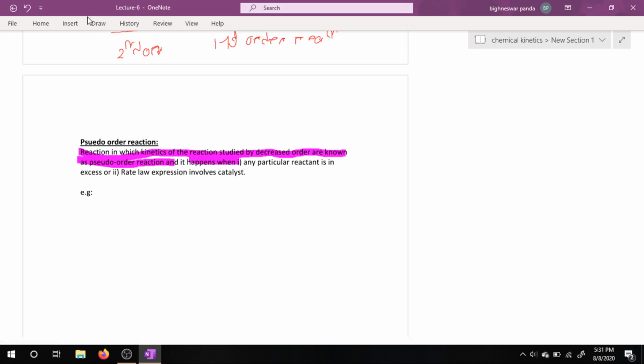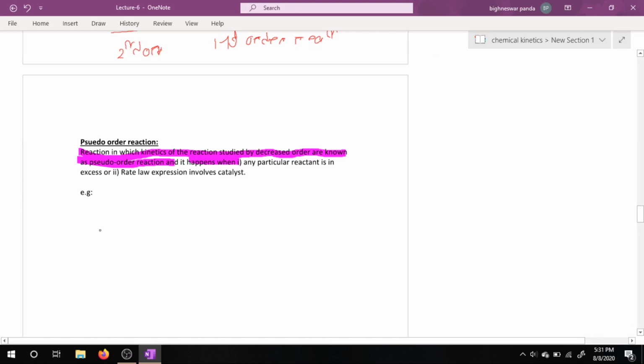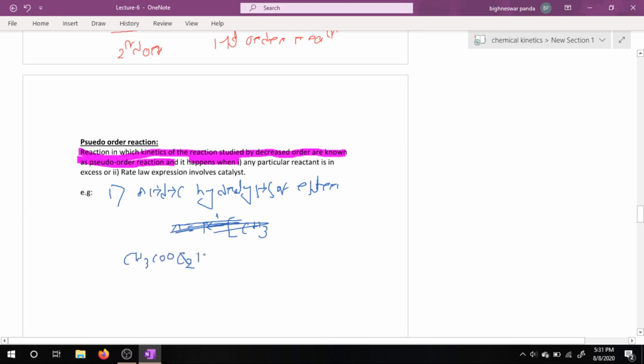So let's consider examples. Example number 1, acidic hydrolysis of ester. CH3COOC2H5 plus H2O, in the presence of catalyst H plus, gives rise to CH3COOH plus C2H5OH.